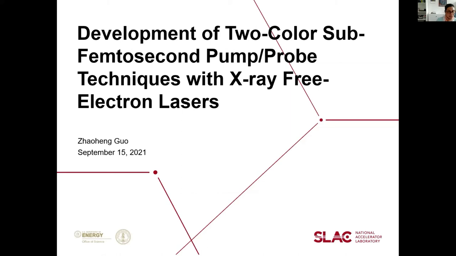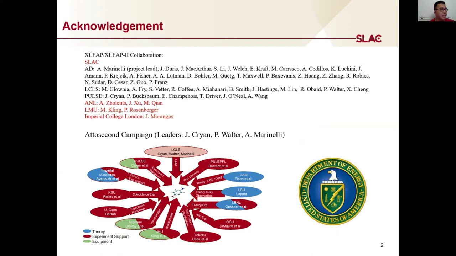Thanks for Laura's introduction. My talk today is about the development of two-color sub-femtosecond pump-probe techniques with X-ray free electron lasers. First of all, I would like to acknowledge our XLEAP collaboration. XLEAP stands for X-ray Laser-Enhanced Attosecond Pulse generation project at LCLS and LCLS-II. Our collaborators come from SLAC, Argonne National Lab, LMU in Germany, and Imperial College London. The attosecond campaign led by James Cryan, Peter Walter, and Agostino Marinelli at SLAC aims to perform real-time observation of ultrafast electron motion using attosecond XLEAP pulses. Our research is supported by the Department of Energy of the United States.